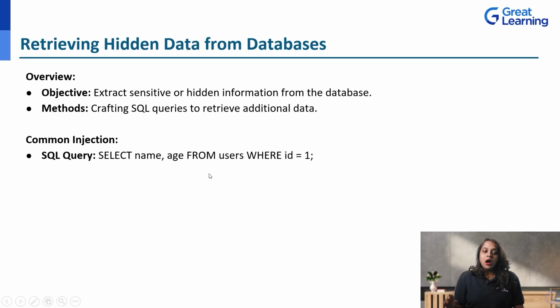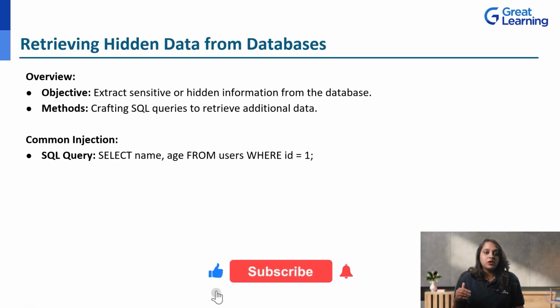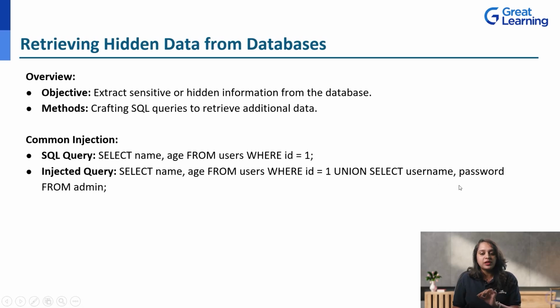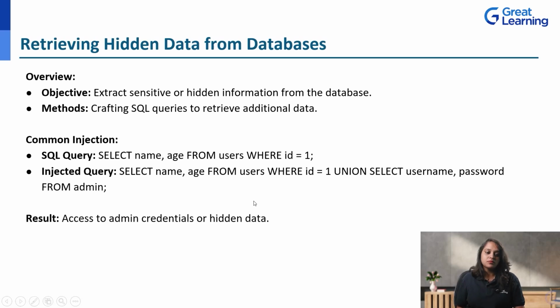How can I convert this SQL query into an injected query now? Select name, age from users where ID is equal to 1. Union is always a villain here. So: union select username, password from admin. This is the malicious query and this is the original query. I am using the union operator to actually access your hidden data. The result is access to admin credentials or hidden data. So the access will be given.